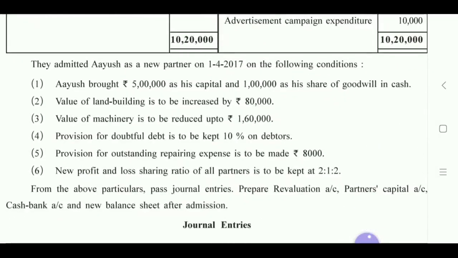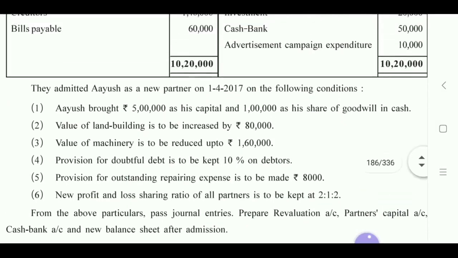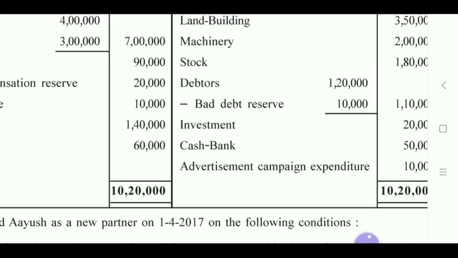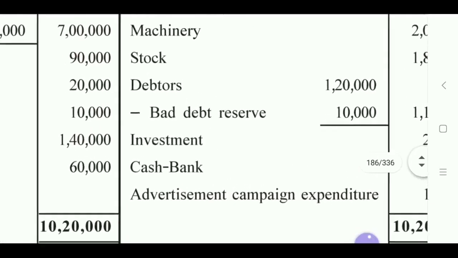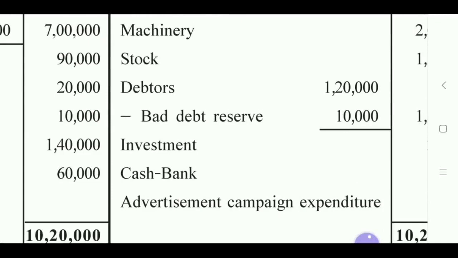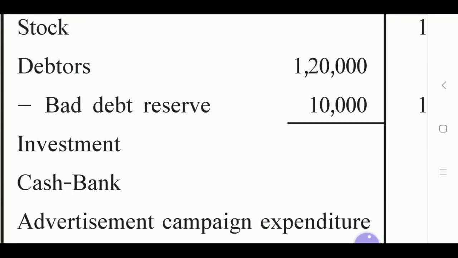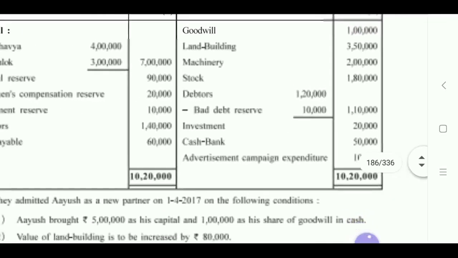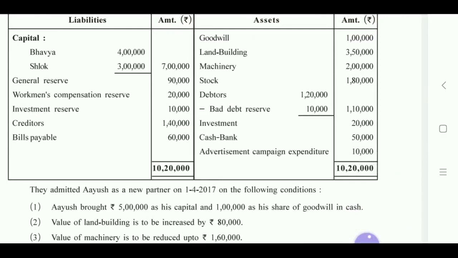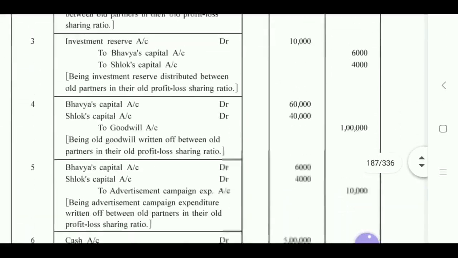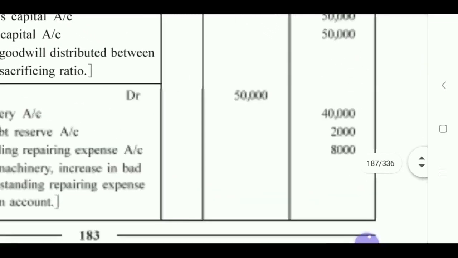Provision for doubtful debt is to be kept at 10% on debtors. The book value of debtors is 1,20,000. Bad debt reserve is to be kept at 10%. You know very well, 10% of 1,20,000 is 12,000. And how much do we have? 10,000. So how much more is required? 2,000, of course. You know very well the journal entry in context with revaluation account regarding provision for doubtful debts. So revaluation account debit to bad debt reserve account. You can see here 2,000.